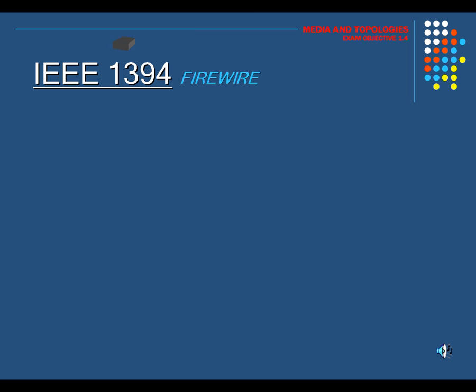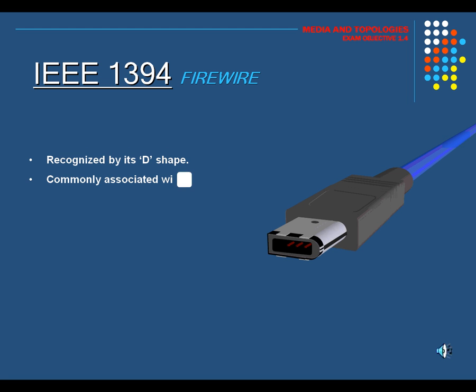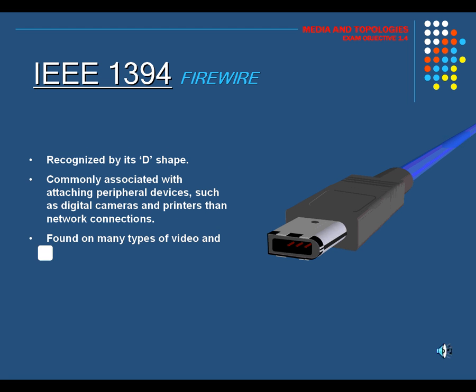This is the IEEE 1394 connector, commonly known as FireWire. FireWire is commonly recognized by its D shape. This type of connection is becoming more popular on desktops and laptops, and is commonly associated with attaching peripheral devices, such as digital cameras and printers, rather than being used as a network connection. These are also found on many types of video and multimedia devices.